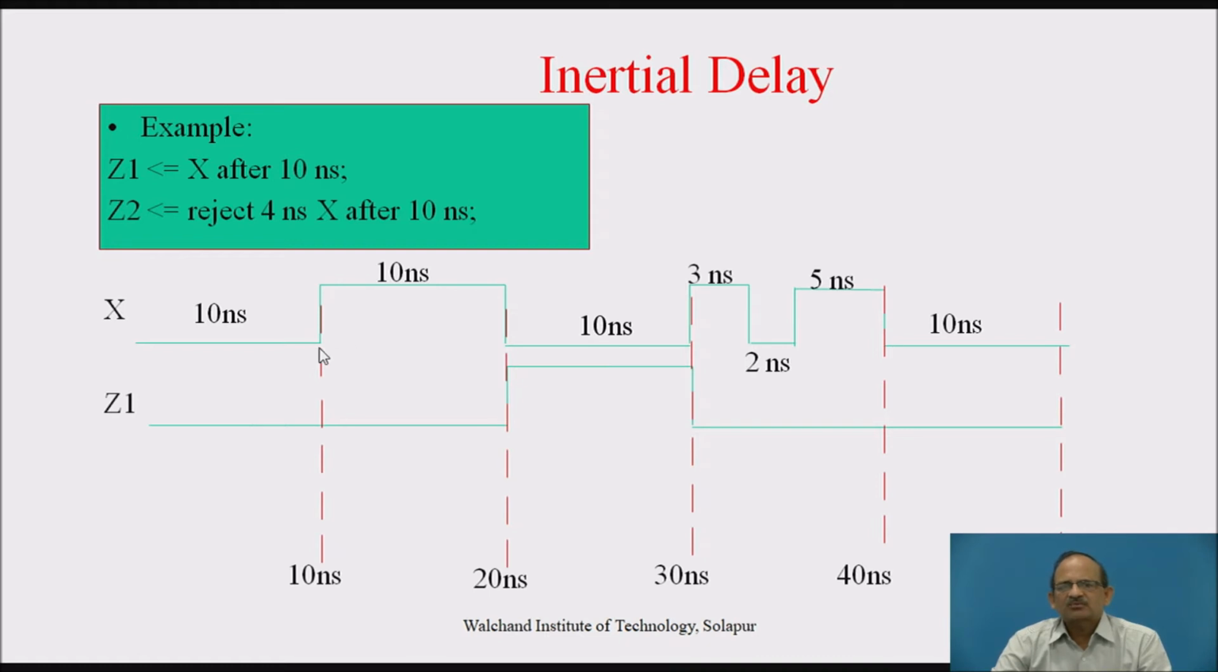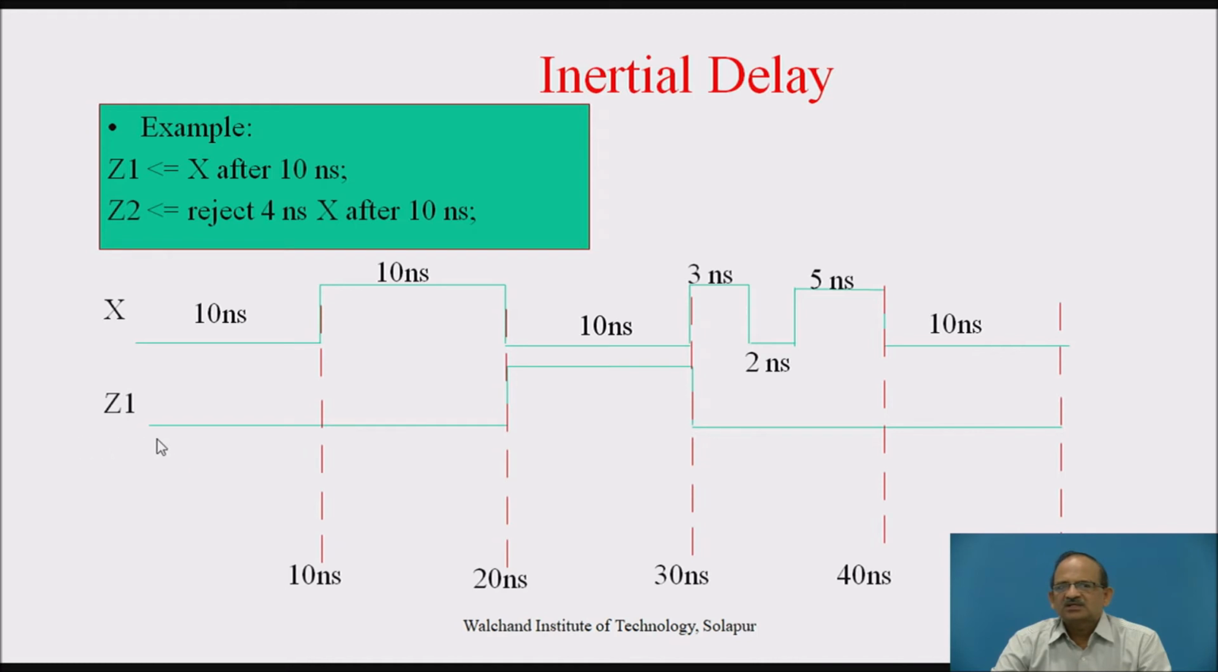At 10 nanosecond, x changes to 1 and this lasts for 10 nanosecond. Therefore, this is going to appear delayed by 10 nanosecond, so it will go high at 20 nanosecond. Once again, here it goes 0 and maintains for 10 nanosecond, so this is going to appear after a further 10 nanosecond, that is, at 30 nanosecond. Here x changes to 1 but not for more than 3 nanosecond, and as it is less than 10 nanosecond, this change is not going to appear at the output. In the same way this is also not going to appear at the output, and therefore the output will remain 0.